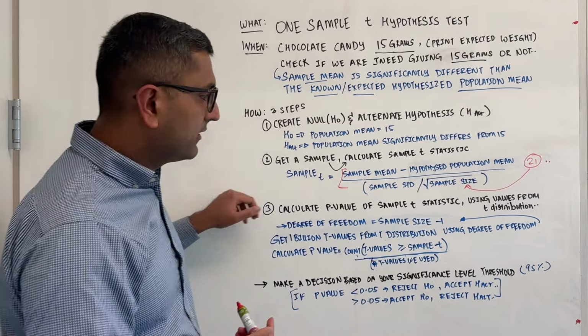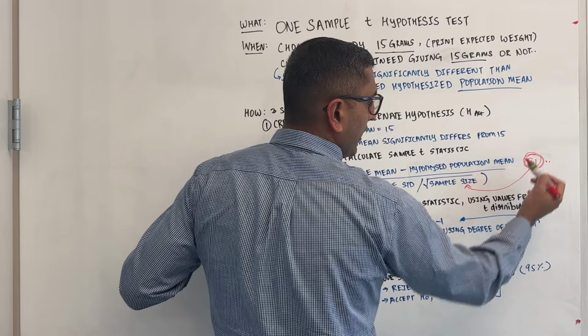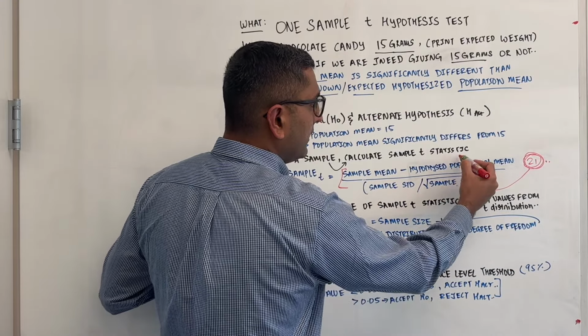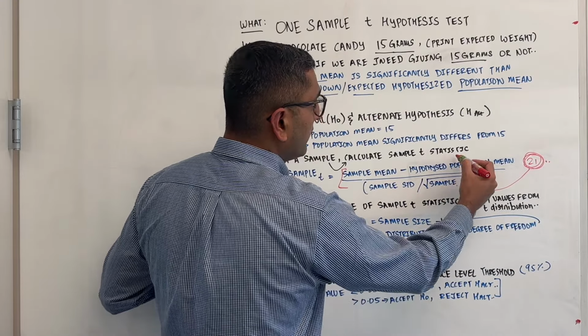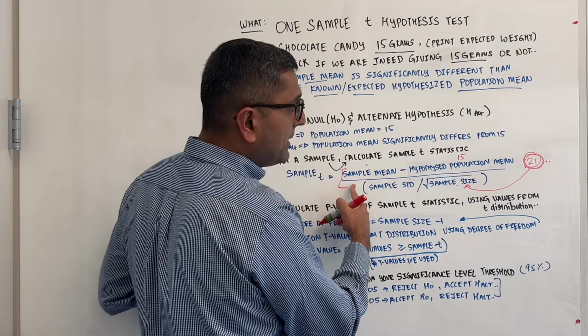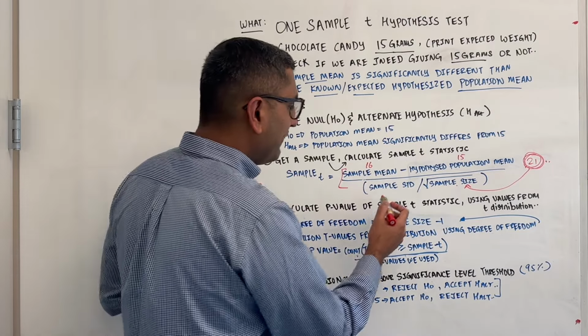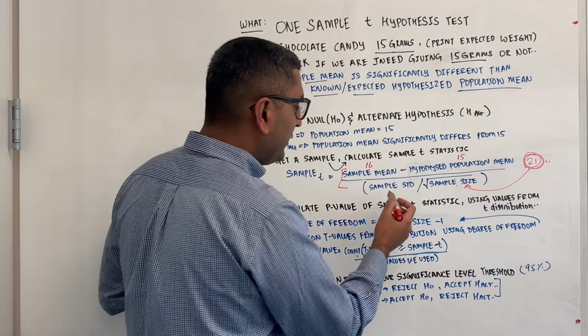So assume you got a sample of 21 chocolates. Then your sample size is 21. The hypothesized population mean would be, as we said, 15 grams. And let's say from these 21 chocolates we were able to calculate the sample mean, and that sample mean was 16 grams, slightly higher. And then we were able to calculate the standard deviation. Let's say it was around 3. So then we can calculate the sample t.